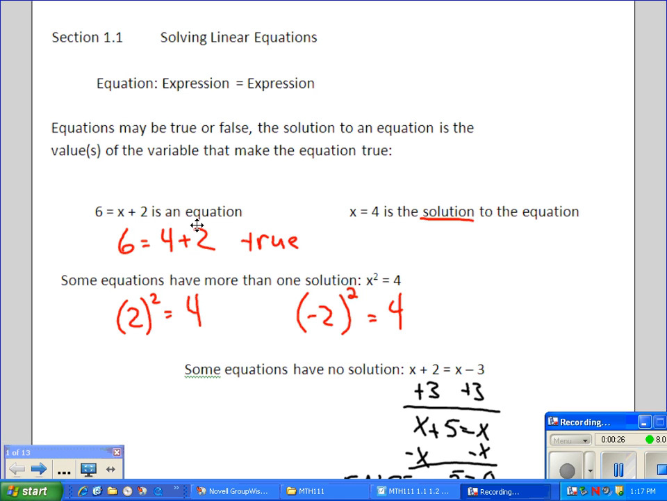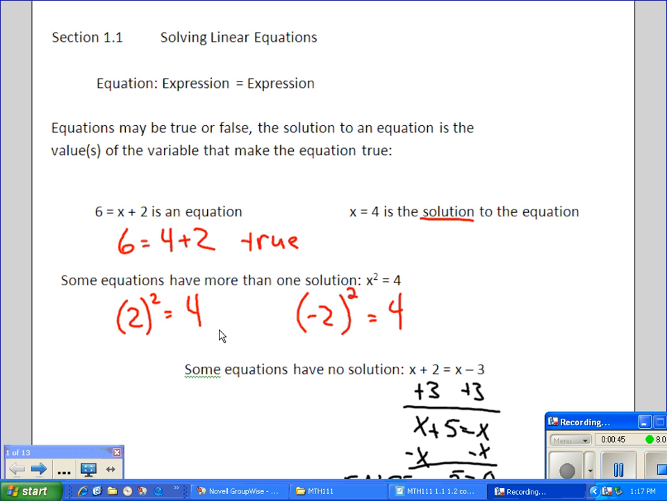Equations can be true or false, and what we define as being the solution to an equation is the value of the variables that make the equation true. So x equals 4 is a solution to this particular equation because if we substitute 4 into the equation for the variable x, we get a true statement, 6 equals 4 plus 2.